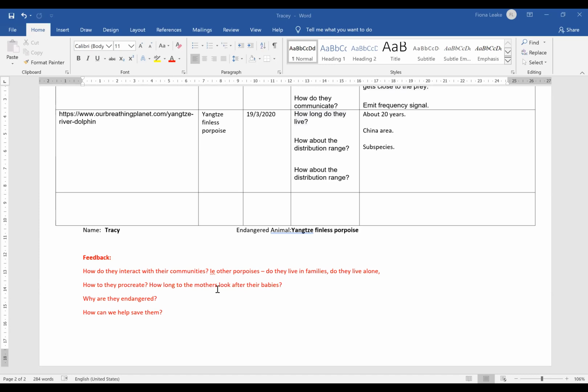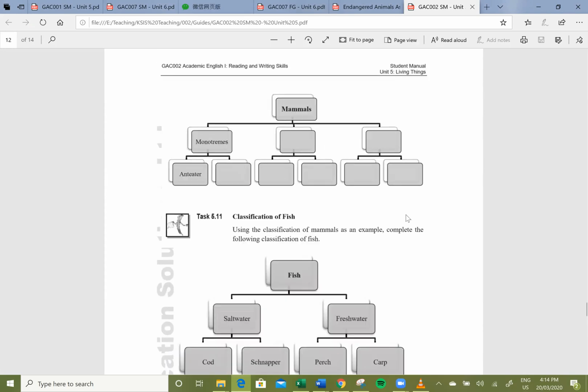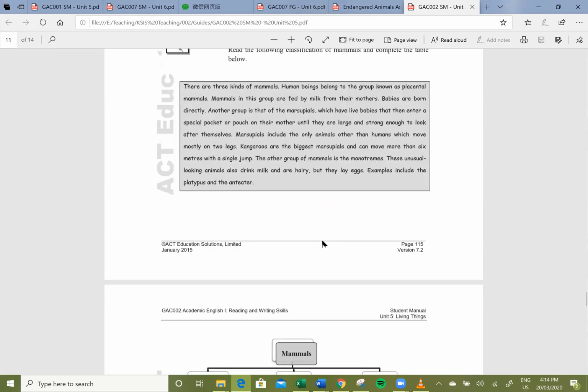So if we go back over here, we talked about describing and classifying, all right? So again, we need to make sure we identify, is it a mammal, is it a fish, is it a reptile? And we did all this classification, so my expectation is that you actually give me the classification of the animal as well. We need to be as scientific as possible.